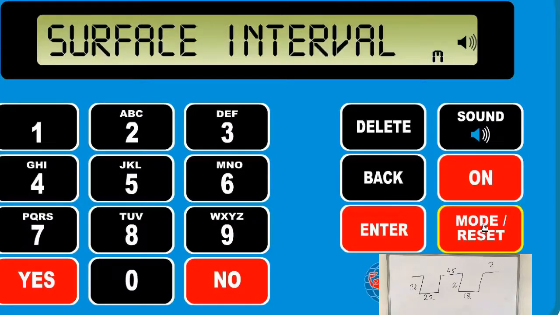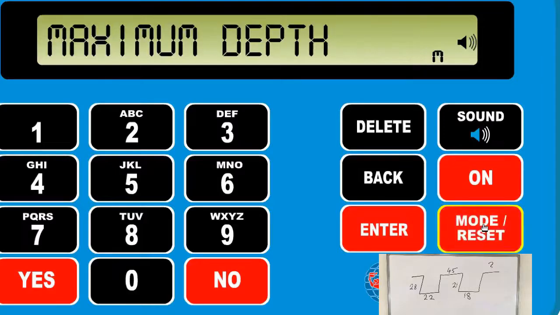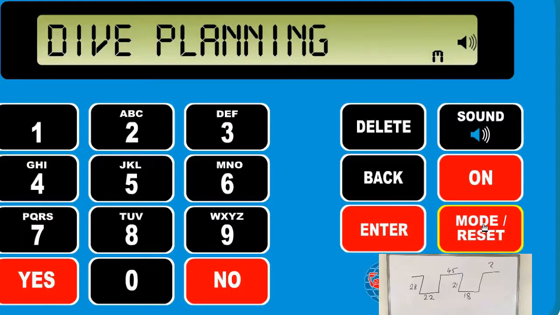We click it again, and here I think we've got the first quirk. The word says surface interval, but for those of you who know about the ERDPML, it's not surface interval, is it? It's minimum surface interval. It doesn't say that, but that's what it is. If you're trying to find a surface interval with this mode, you're going to be unlucky. And the third mode is maximum depth. Well, we don't use that one very often. It's fairly self-explanatory. Click it again, we're back to dive planning.